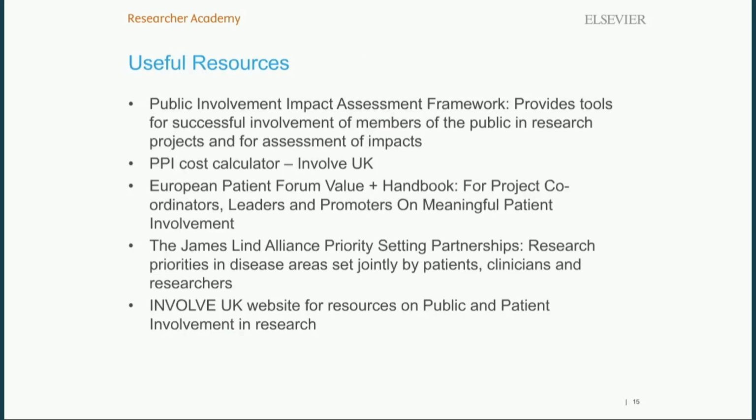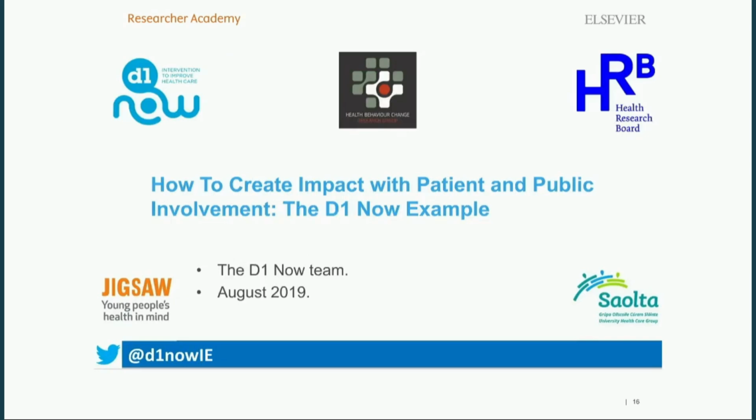So I'm just going to finish with a list of some useful resources that should help to get you started bringing PPI into your research. I have the Public Involvement Impact Assessment Framework that will provide tools for successful involvement of members of the public in your research. And there's a couple of links there to the Involve UK website. Just to note, their website is invo.org.uk, but it's certainly worth going on to there. I'll just hand you back to Elisa, and thank you very much for listening.